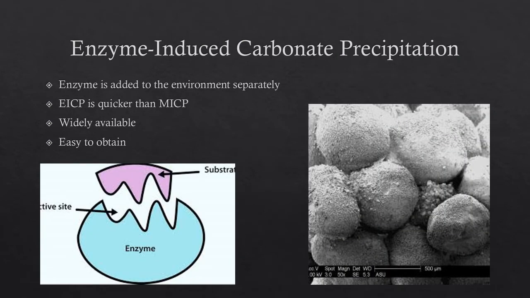EICP deviates from MICP in that the enzyme that induces the reaction is added to the environment separately rather than introducing the microorganism to the environment. The general idea behind EICP is that the chemical process should advance at a much quicker pace, as the enzyme does not need time to be produced. The urease enzyme is widely available and easy to obtain. The urease can be collected from beans and seeds from many plants from several different families.